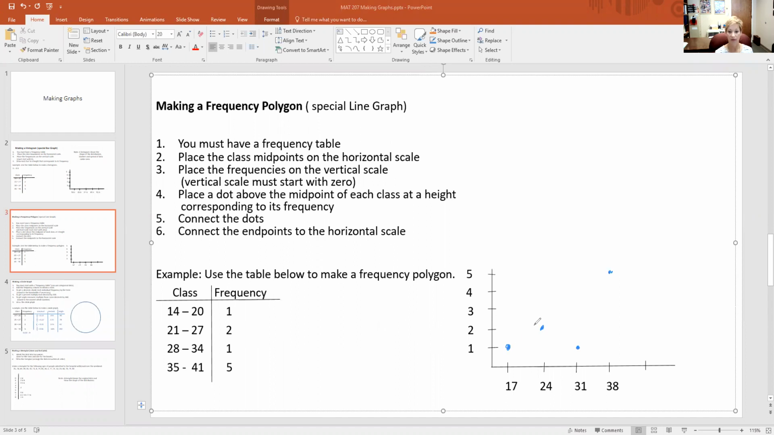So you put dots above the midpoints at a height that corresponds to their frequency. Now remember, how are you going to get a line graph? What do you think you do? Yeah, you just connect the dots.